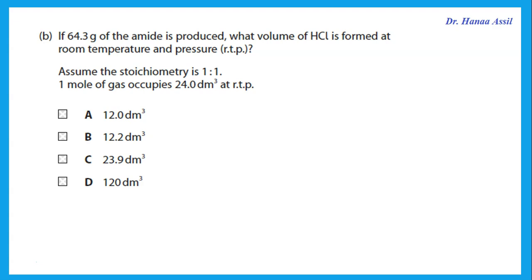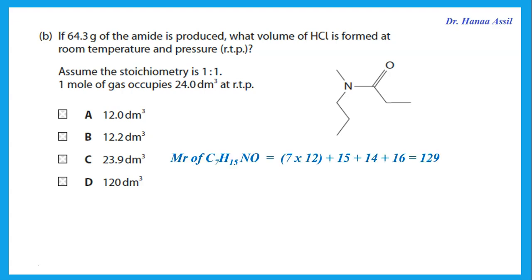If 64.3 grams of the amide is produced, what volume of HCl is formed at room temperature and pressure? And we are told that we should assume that the relationship is a 1-to-1 ratio. We have 64.3 grams of this amide that we formed. We have the mass, so we can get the number of moles using the Mr. So we first get the molecular mass of the compound.